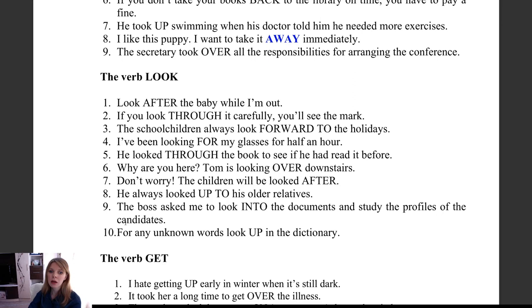Number nine. The boss asked me to look into the documents and study the profiles of the candidates. So, to look into, изучить, да? Изучить, рассмотреть, проанализировать. And the last one. For any unknown words, look up in the dictionary. So, to look up, in the meaning to check. Да? Проверь, посмотри, найди словари.